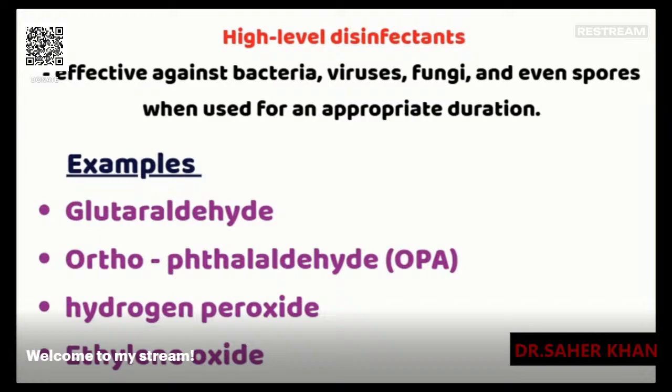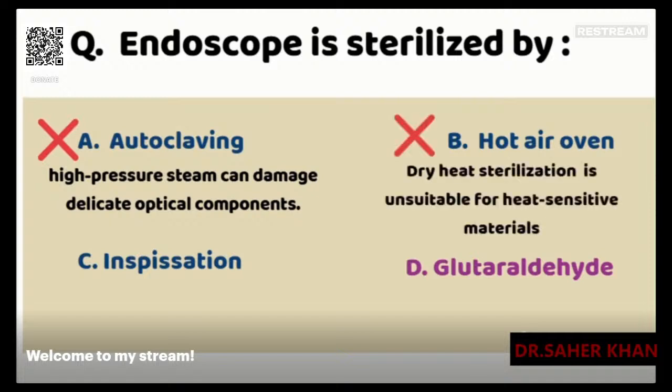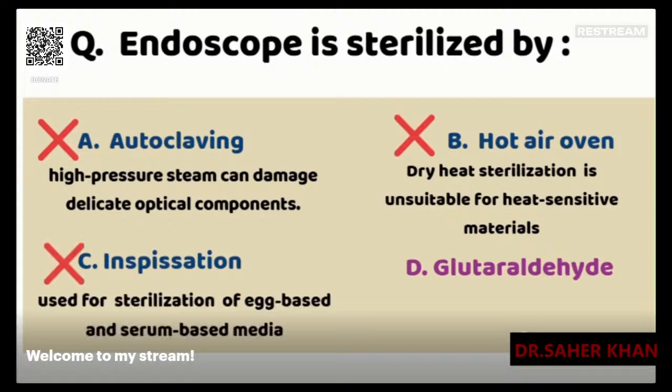Let's analyze the options. Number one, autoclave. Absolutely no, because autoclaving is a moist heat based method which could damage the endoscope. Number two, hot air oven. Not at all. Hot air oven is based on dry heat sterilization method. Number three, inspissation. Inspissation method is used for sterilization of egg and serum based media, and this is not for heat sensitive instruments. And fourth option, glutaraldehyde, and this is the correct answer.